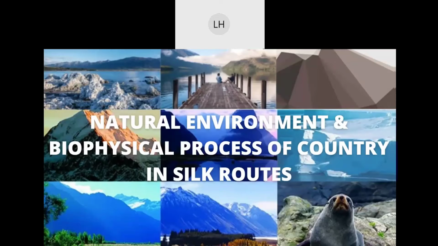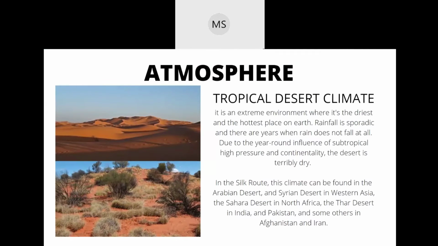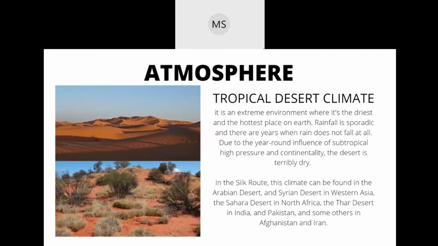We move on to the natural environment and biophysical process of countries in Silk Road. The first is atmosphere. There are certain climates in the Silk Road because of the different countries within them. So the first is tropical desert climate, which is an extreme environment where it's the driest and the hottest place on Earth.